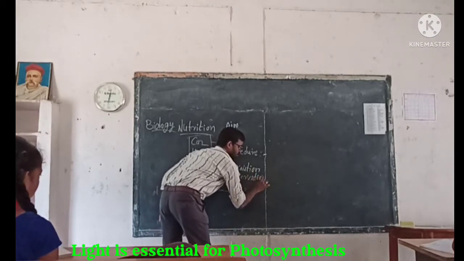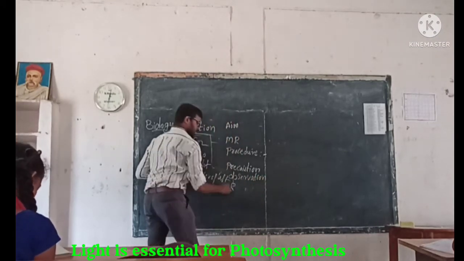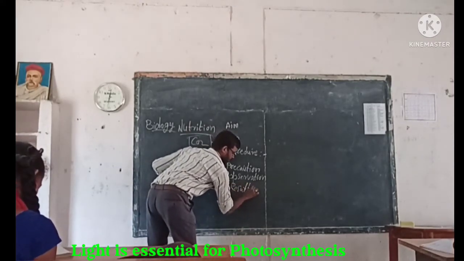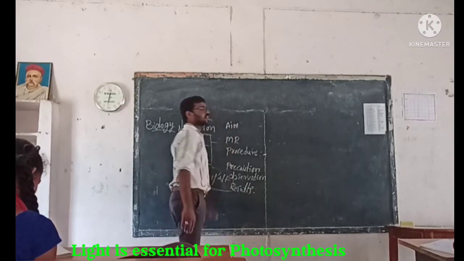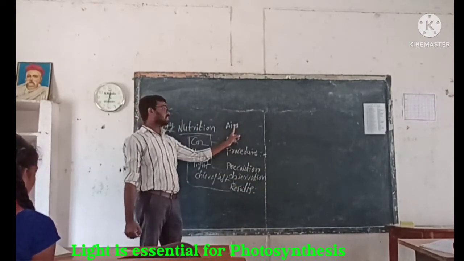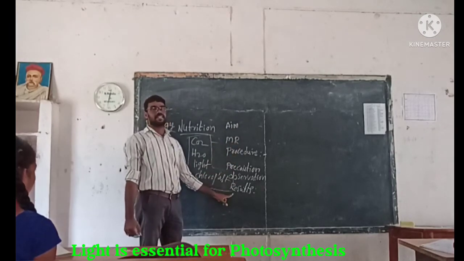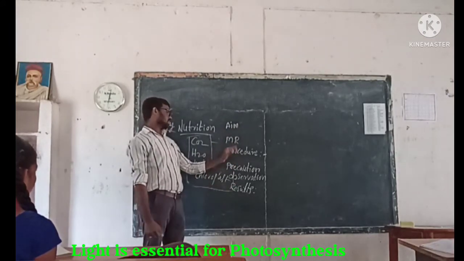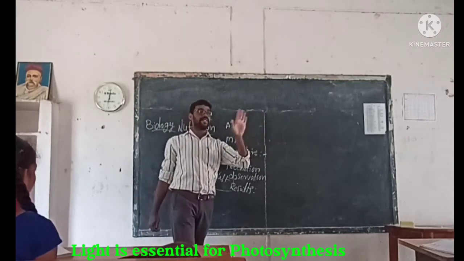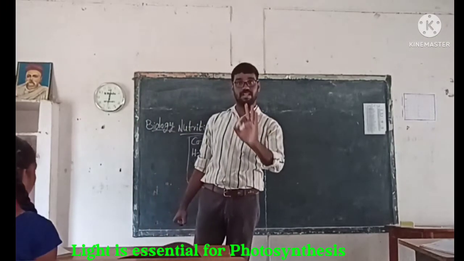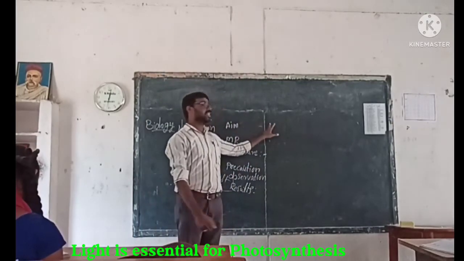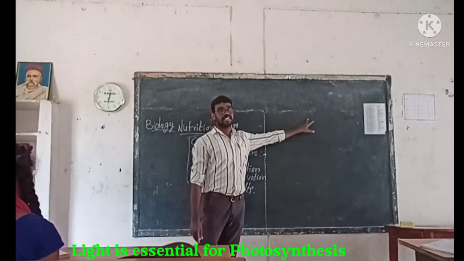Observation. Okay. Next one is result. Result means the final conclusion of our activity. What is the aim? It is related to our result. So the result is related to the aim. So our activity aim is to prove that light is essential for photosynthesis.